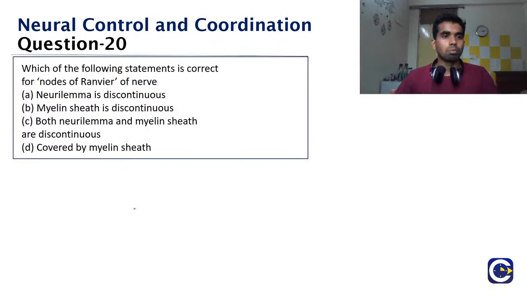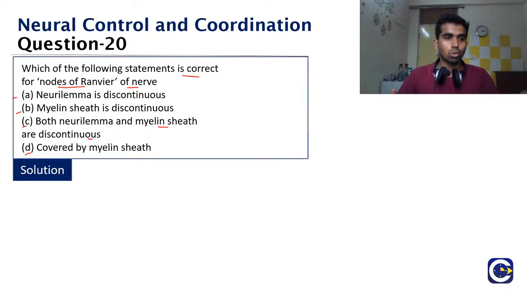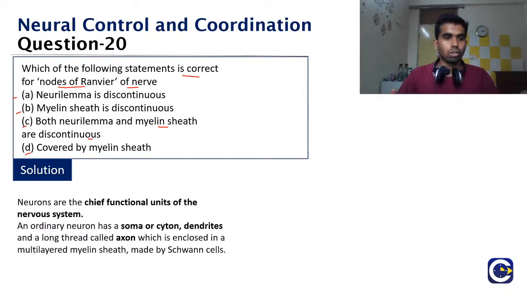Now coming to question number 20. Which of the following statements is correct for nodes of Ranvier of the nerve? Option A, neurilemma is discontinuous. Option B, myelin sheath is discontinuous. Option C, both neurilemma as well as myelin sheath are discontinuous. And option D, it is covered by the myelin sheath. To answer this question, you should know the structure of the neurons.